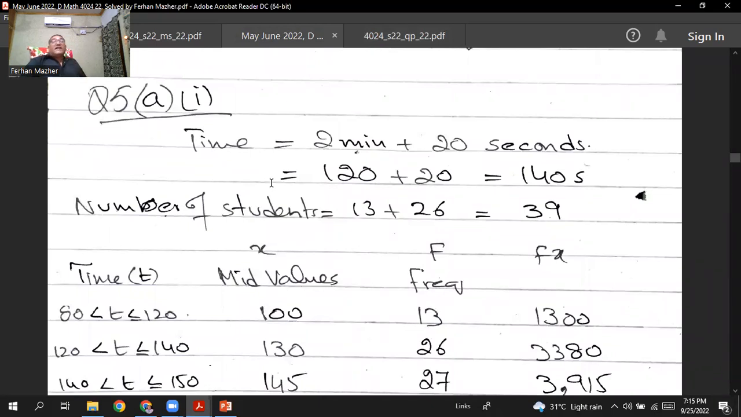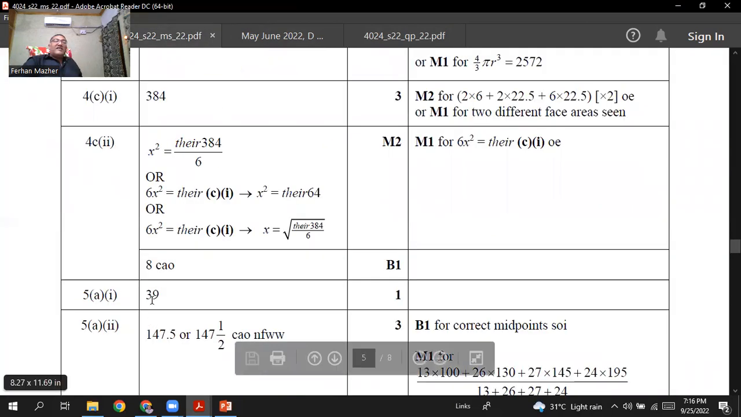2 minutes and 20 seconds means 120 plus 20, 140 seconds. From the table, I can tell you that the people who took 140 seconds or less are 13 plus 26, and that will be 39. So there are 39 such students. Okay. So let's check. 39 students. So our answer is right, sir.